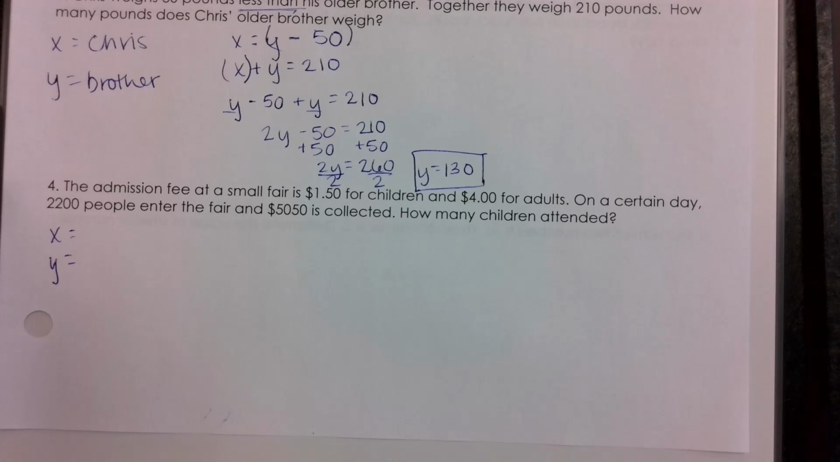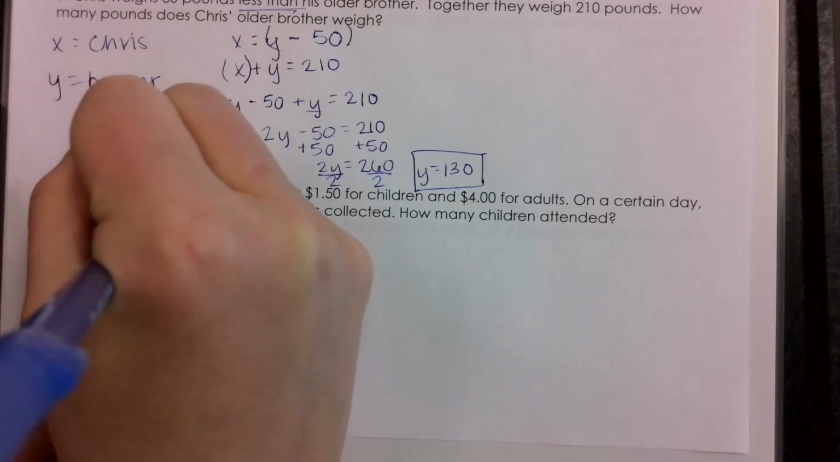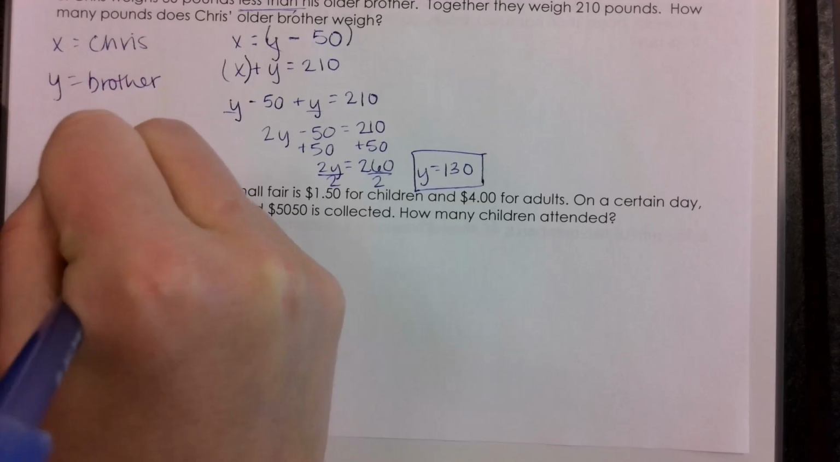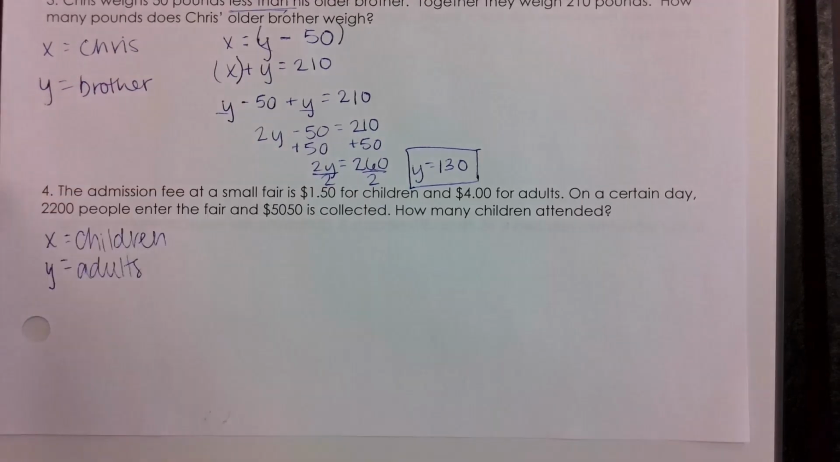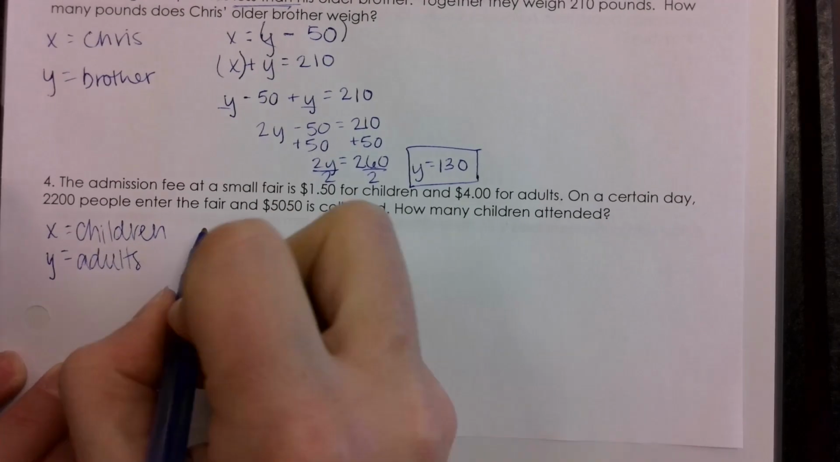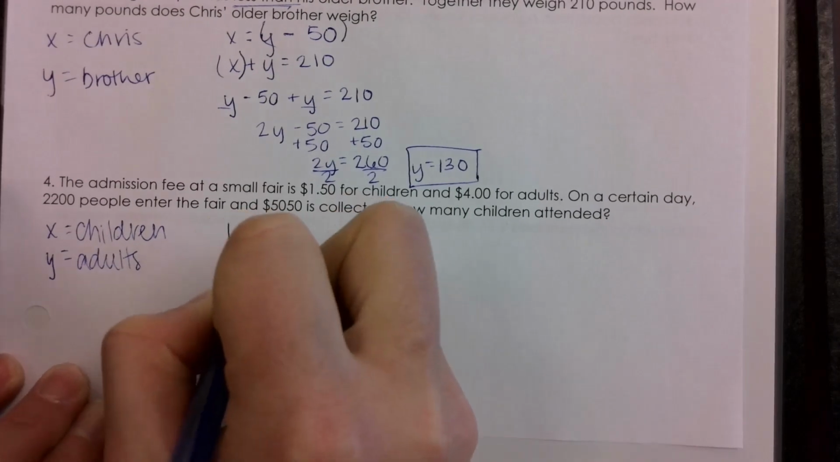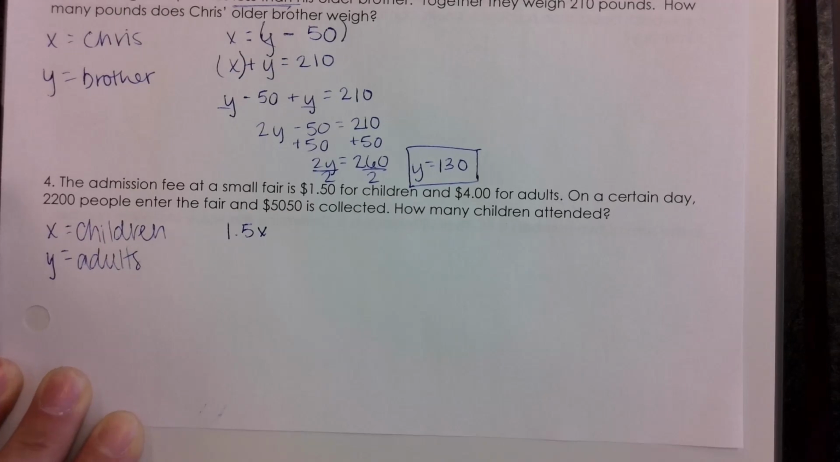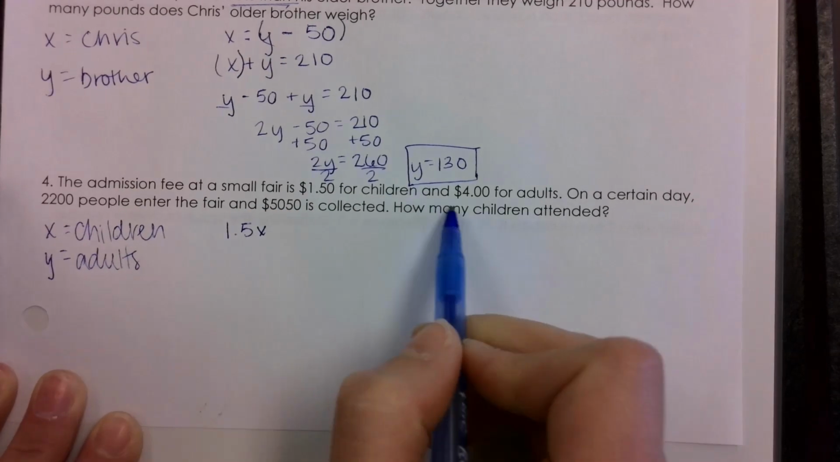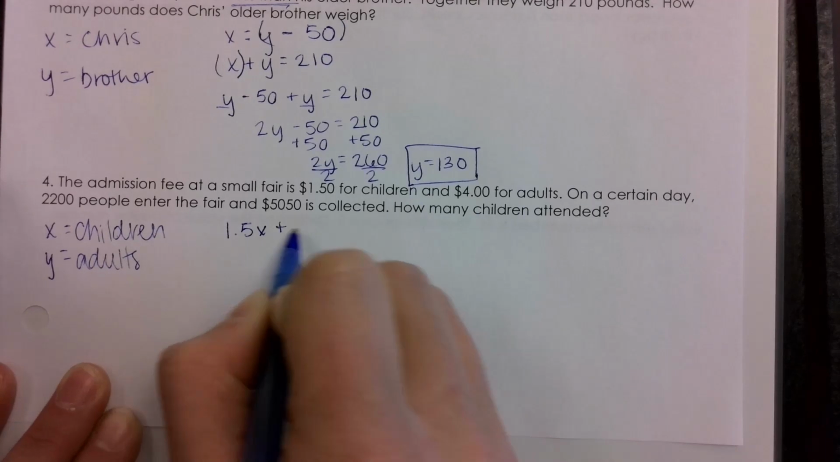What do you think X is going to be this time? Children. And then what's Y? Adult. So X is children, and Y is adults. So what do they tell us about these children and adults? $1.50 for children. How could you write that? What else? So what does and mean in math? Add. 4 for adults, so I'm just going to say 4y.